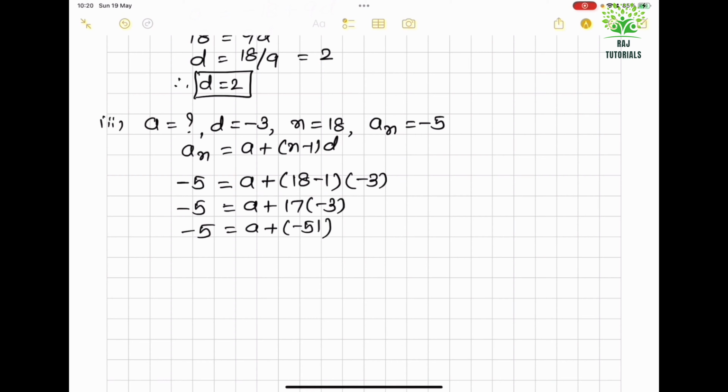minus 51. So if I take minus 51 to that side, it will become plus. So minus 5 plus 51 equal to A. So A equal to 40.